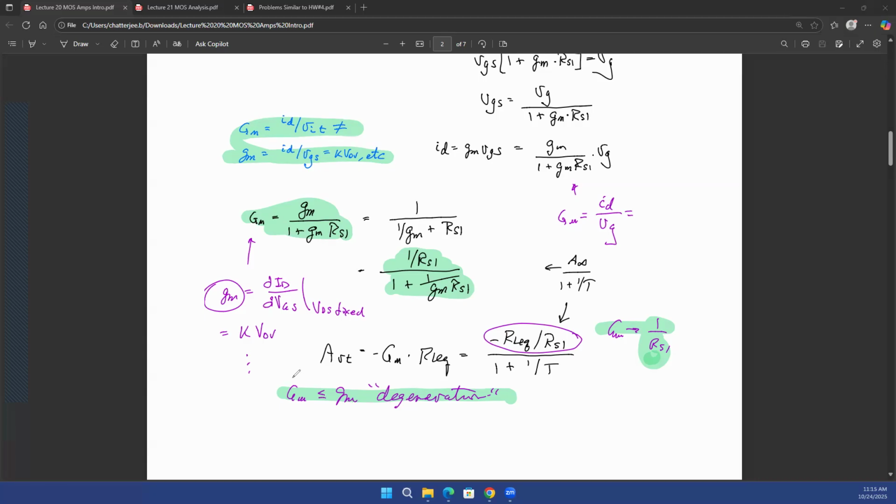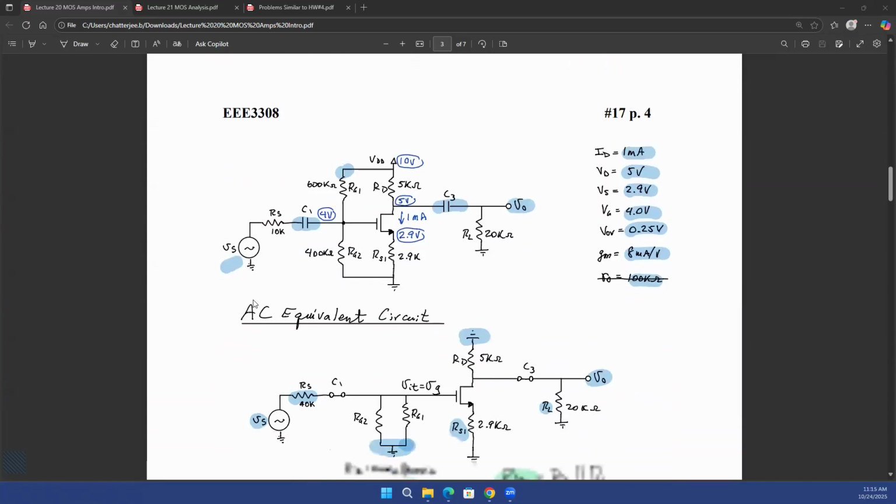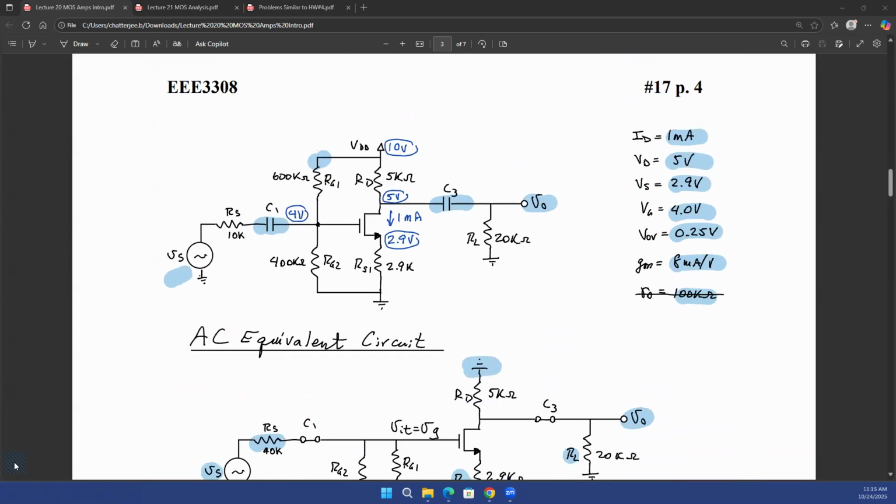Okay. So bottom line, your Gm got degenerated if you have a source resistance. But we also discussed the way to get around it. If you have a bypass capacitor, then you can get back that gain in the AC. Let's take a look at a little bit more complex problem, but it basically talks about the same thing.